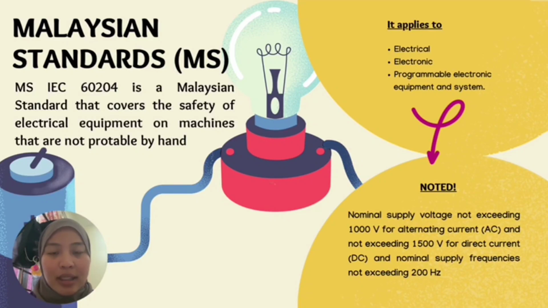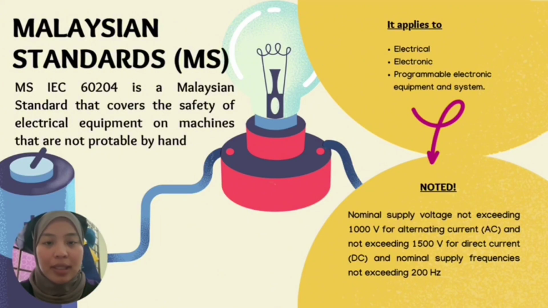MS IEC 60204 is a Malaysian standard that aligns with the international standard IEC 60204-1, which specifies safety requirements for electrical equipment in machines. The standard is critical in ensuring the safe design, construction, and operation of machine electrical systems.